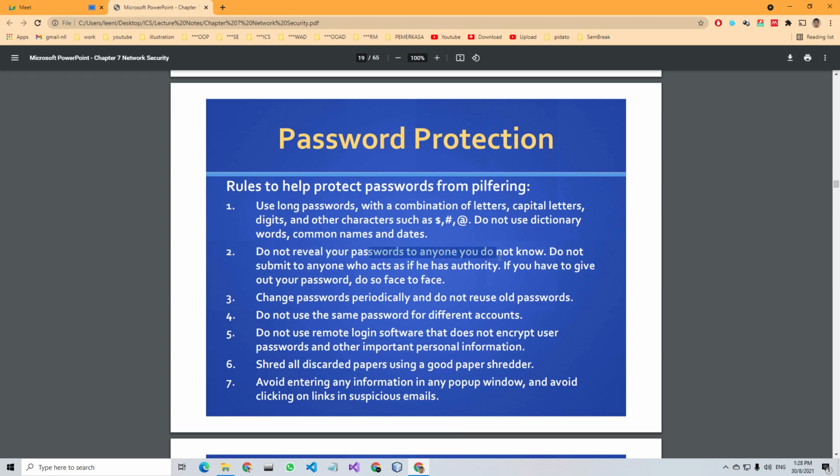Do not reveal your password to anyone you know. Change your password periodically. Do not use the same password in different accounts. Do not use remote login software. Discard paper with a good shredder. I don't think we do this, but use a shredder some more. For a company, yes: any important document has to go through a paper shredder. Also avoid clicking any suspicious email or link.